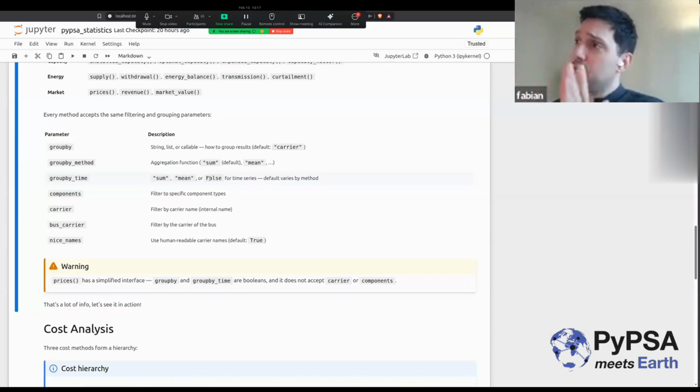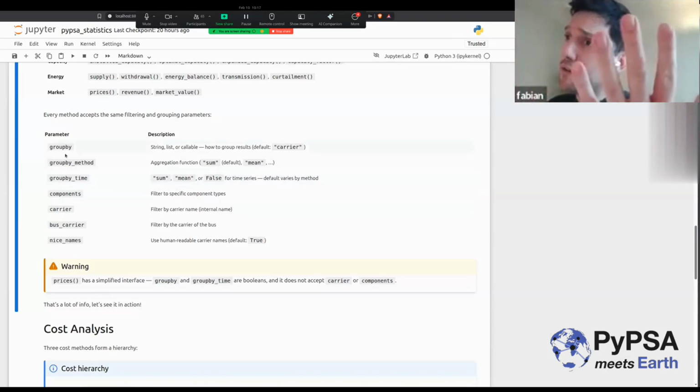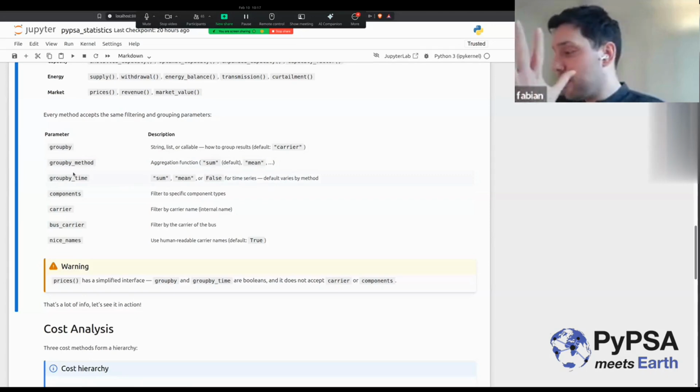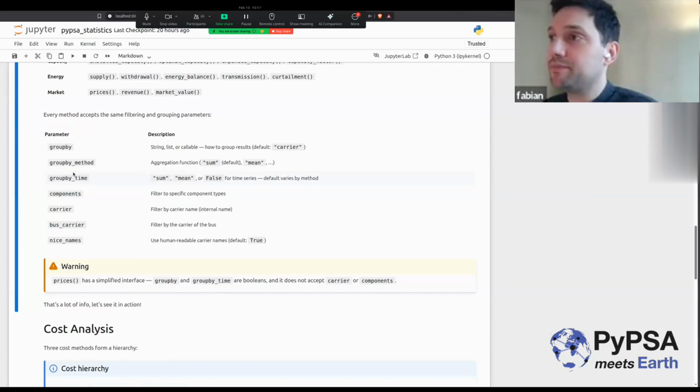And there, you really have to think about two different dimensions. groupby and groupby_method apply to the aggregation of the components, and what's the method for aggregating them. And groupby_time is about time series, where we have dynamic data that we then aggregate into either points or keep as a time series.